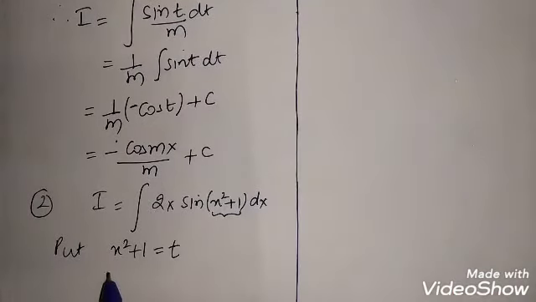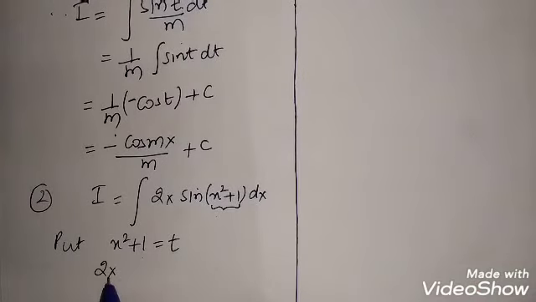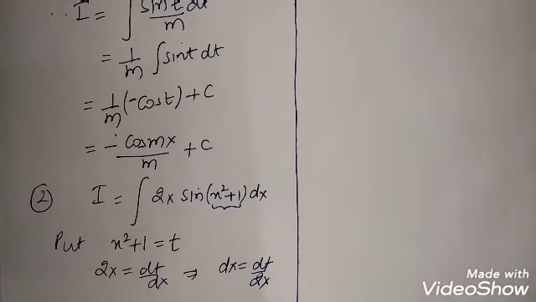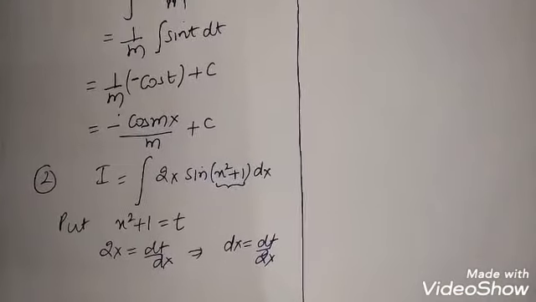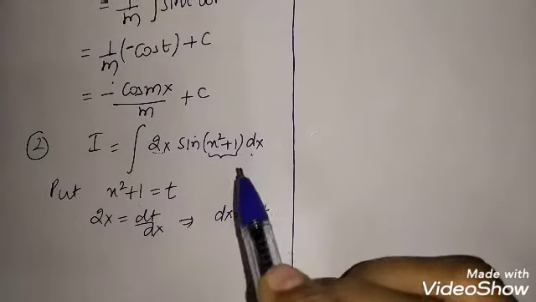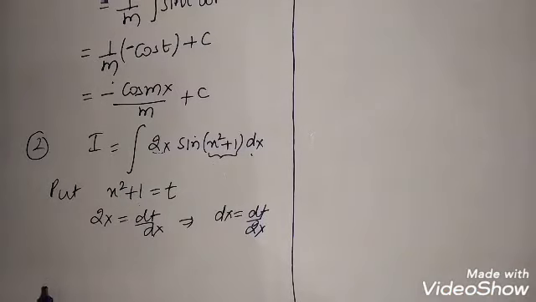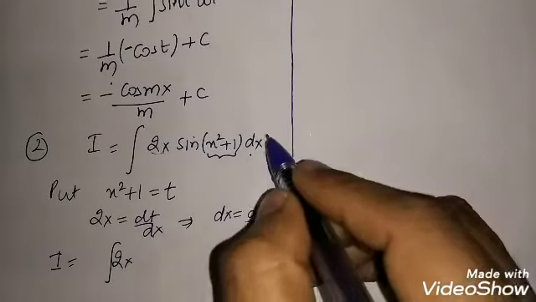Differentiating with respect to x on both sides, we have 2x equal to dt upon dx. Simply we can say dx equal to dt by 2x. Some of the students are so good that they can easily calculate the value of 2x dx and put that also. But if you are facing difficulty or you are initiating the problems, then you have to put the value of this and dx only.